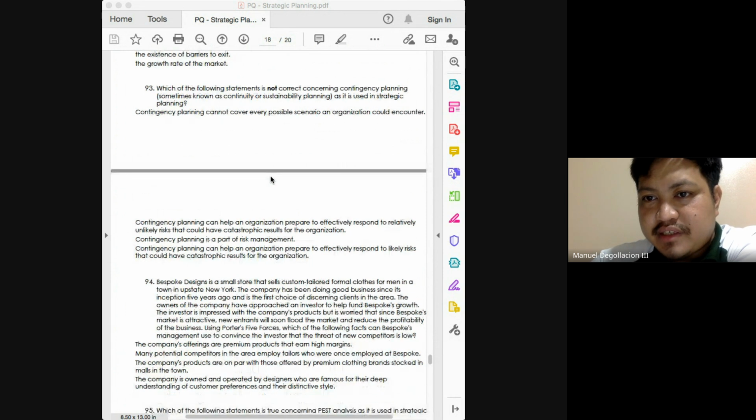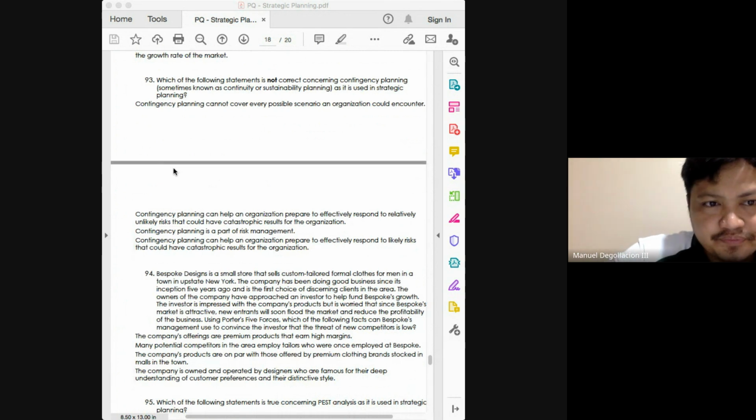93, which of the following statements is not correct concerning contingency planning as it is used in strategic planning? The answer here would be the fourth choice. Contingency planning can help an organization prepare to effectively respond to likely risks that could have catastrophic results for the organization. So contingency planning will help an organization respond to unplanned events effectively. So the answer here would be the fourth choice.